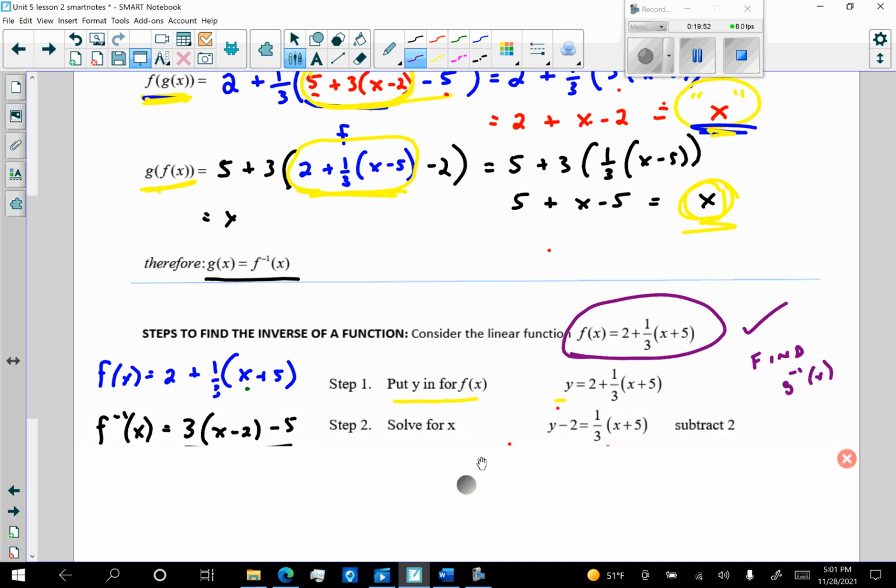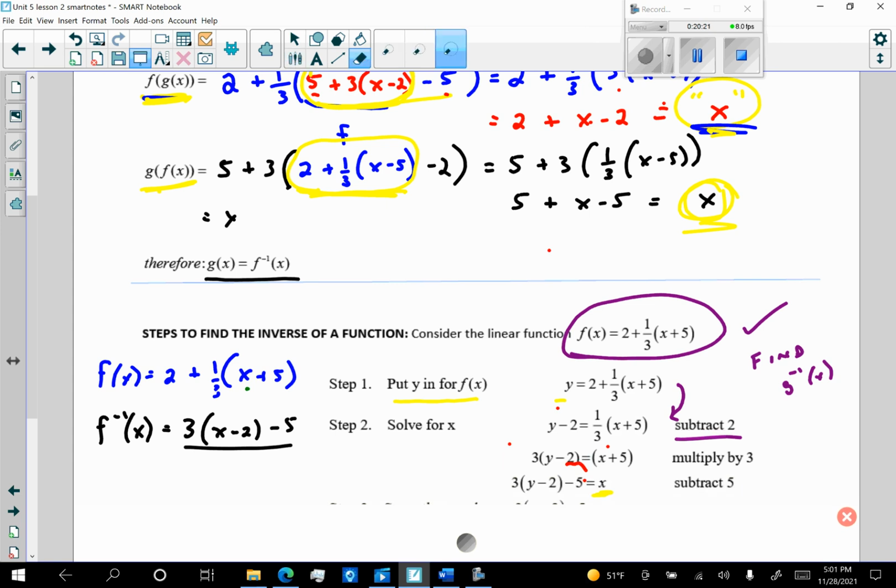Step 2, I want to solve for x. And I have a simple little equation to solve for x. First thing I'm going to do is subtract 2. To go from here to here, I subtracted 2. Okay, I have y minus 2 is 1/3 times the quantity x plus 5. And keep in mind, I want to solve for x. Don't distribute the 1/3. And I'm just going to do some very basic algebra.